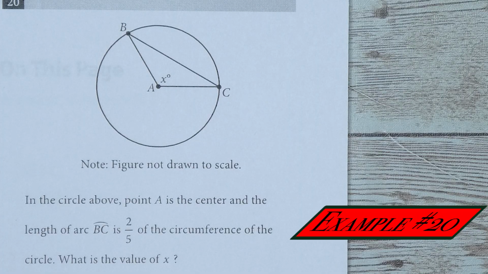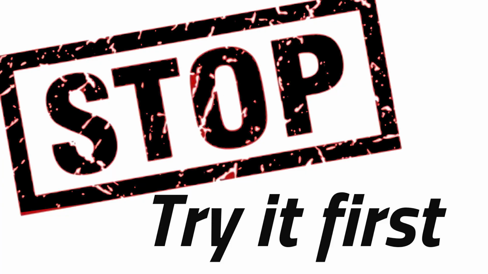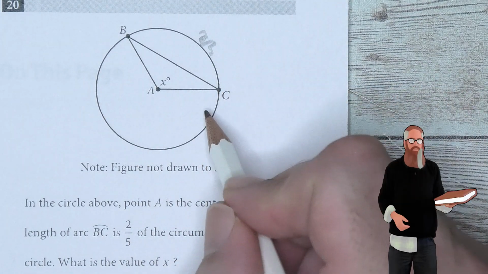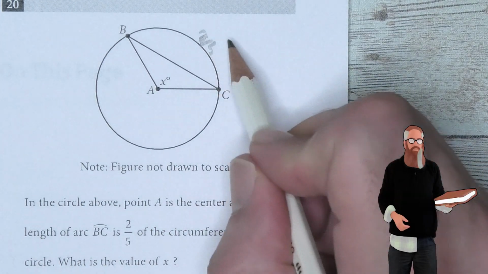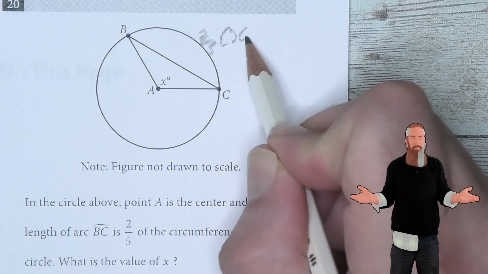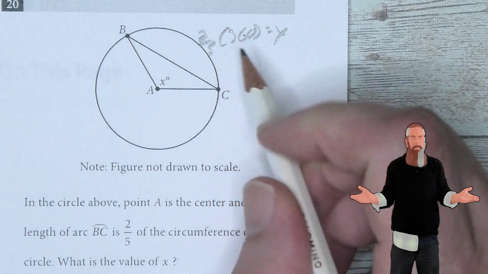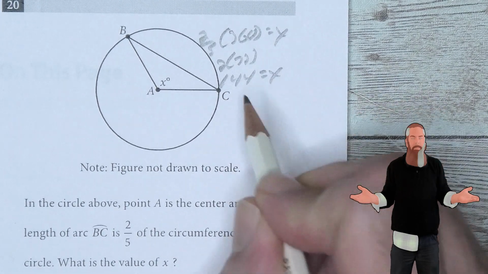It's important to note that this figure is not drawn to scale. In the circle above, point A is the center, and the length of arc BC is 2 over 5 of the circumference of the circle. What is the value of x? Well, if BC is 2 over 5 of the total circle, and a total circle is 360 degrees, then we can say that we have 2 over 5 times 360, and that's going to give us our x value. 360 divided by 5 is 72, and 72 times 2 is 144 as x.